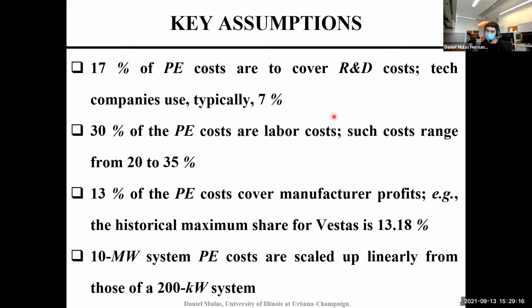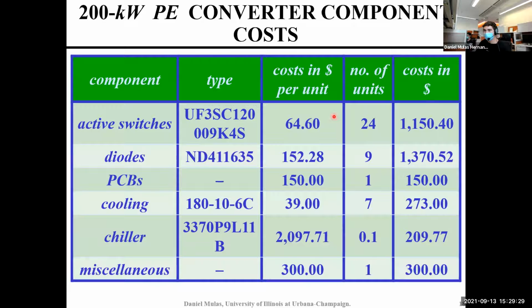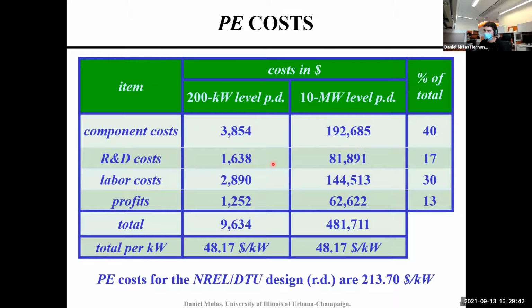So what we have done is scale the cost of the 200 kilowatt converter linearly to those of a 10 megawatt system. And again, I think that is a really conservative approach. So here are the components that we are using. Of course, we have the cost in dollars per unit and the number of units. And here we obtain the cost in dollars of each of the components. And right here, we have the component costs of the 10 megawatt level and the 200 kilowatt level, and the additional cost with their corresponding percentages.